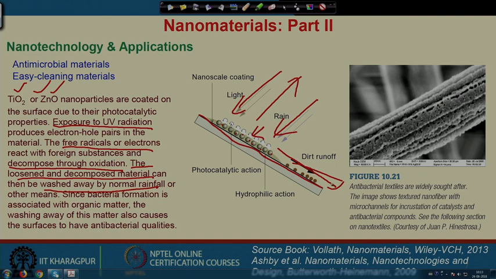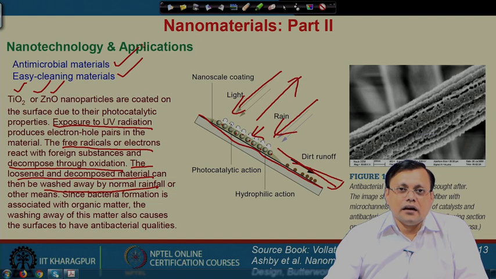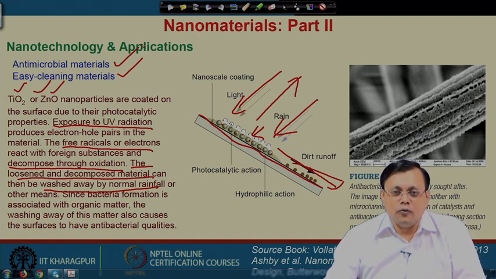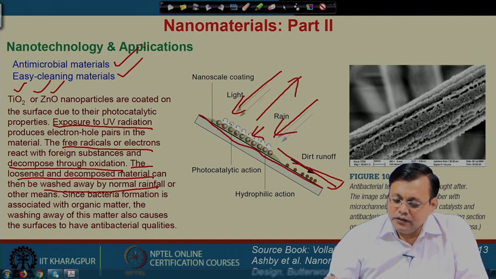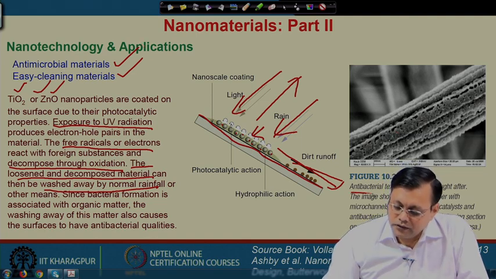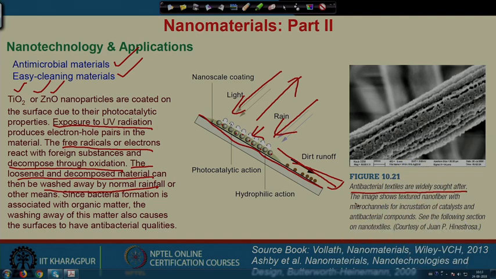This is one of the very interesting features: we can create an easy cleaning surface, which may have some antimicrobial feature. Also, we can produce textiles, meaning our shirts and, let us say, chair seats, where there will be no microbial activity. In that case, such textiles would be widely sought.